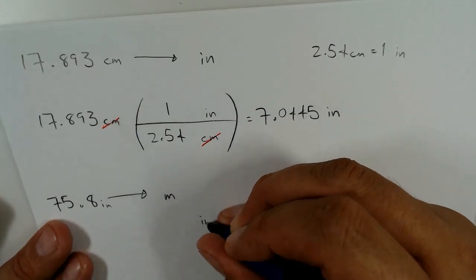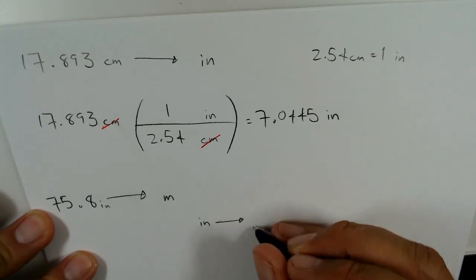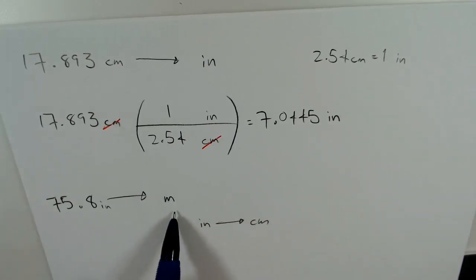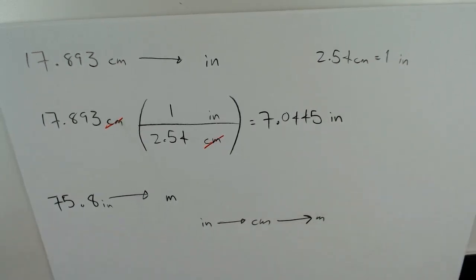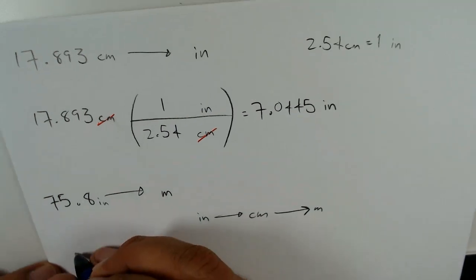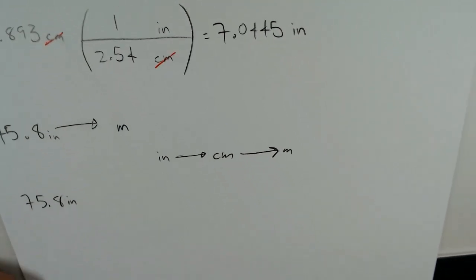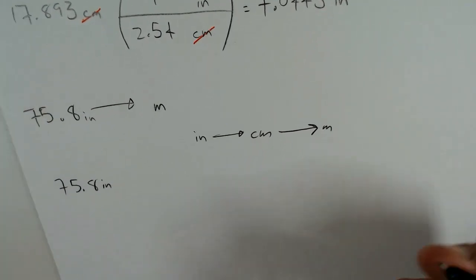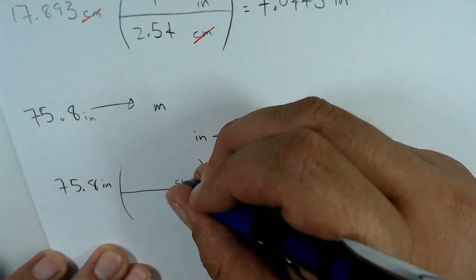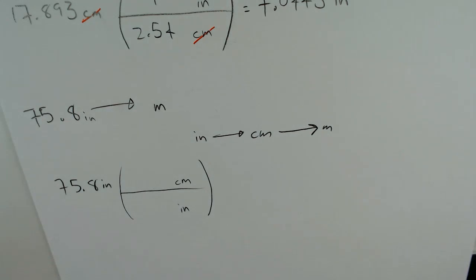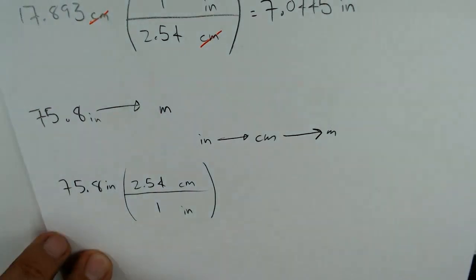So basically, we have to go to a point that we can use. We can go from inches to centimeter, and then we also know how to go from centimeters to meter. So it looks like we're going to do a two-step conversion here. So 75.8 inches. And now we need to start plugging in units where they belong. So the first conversion is going to go from inches to cm. And then since we're going in the opposite direction, we need to put the 2.54 on the top and then the 1 on the bottom.